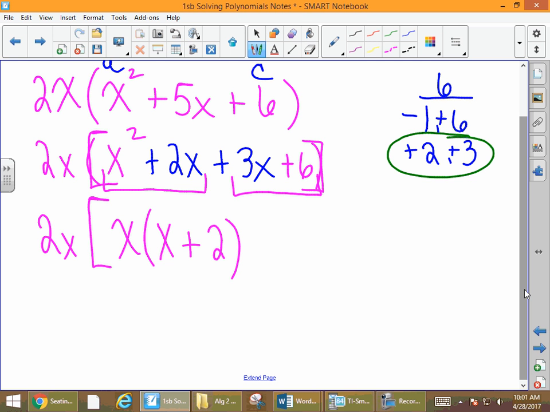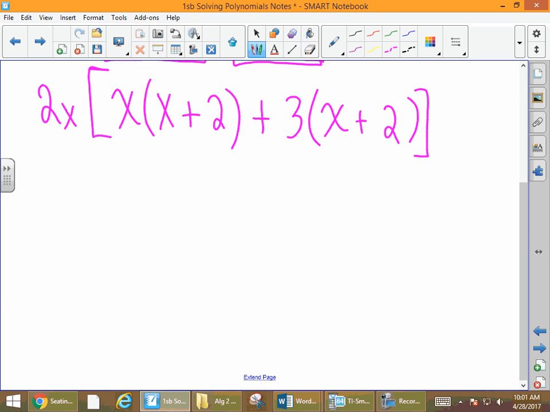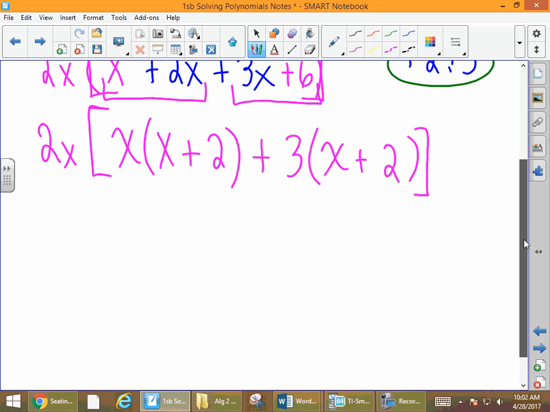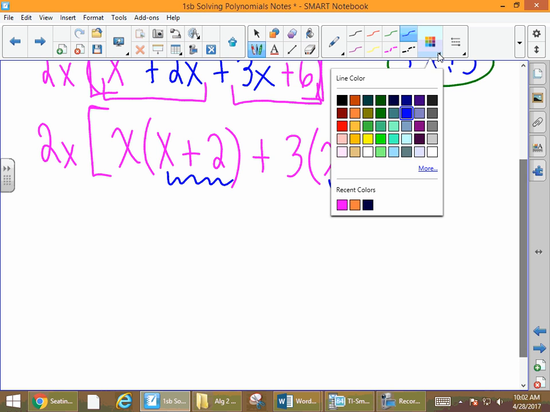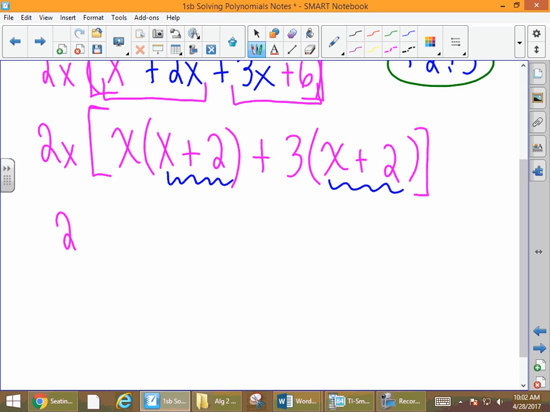Over here in our next group, the GCF between 3x and 6 is 3. 3x divided by 3 is x. 6 divided by 3 is 2. Again, we're solving a cubic. We're looking for 3 roots on this problem. And what we see is that we have an x plus 2 in the first group and x plus 2 in our second group. So we have 2x times x plus 2, and then our single here is x plus 3.